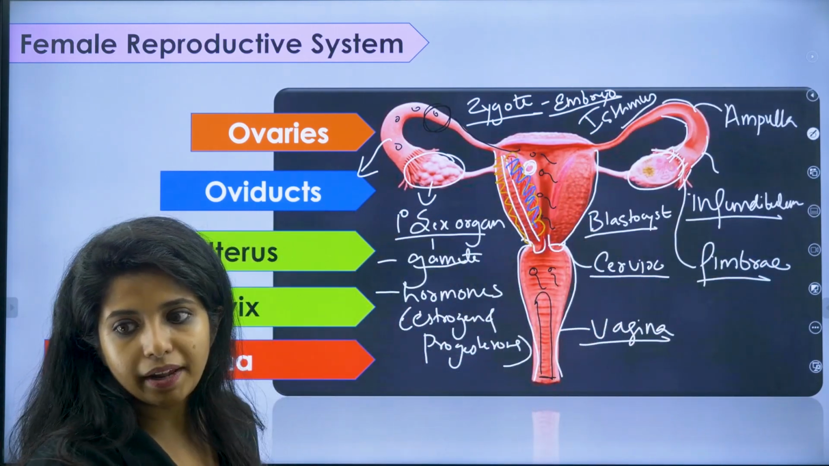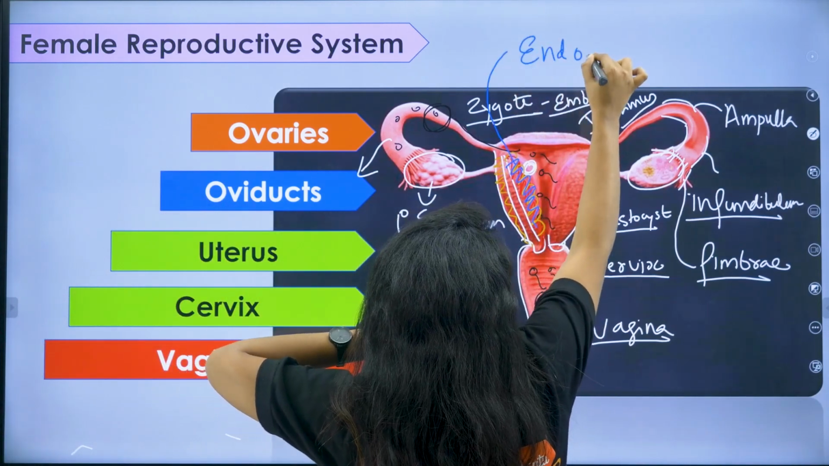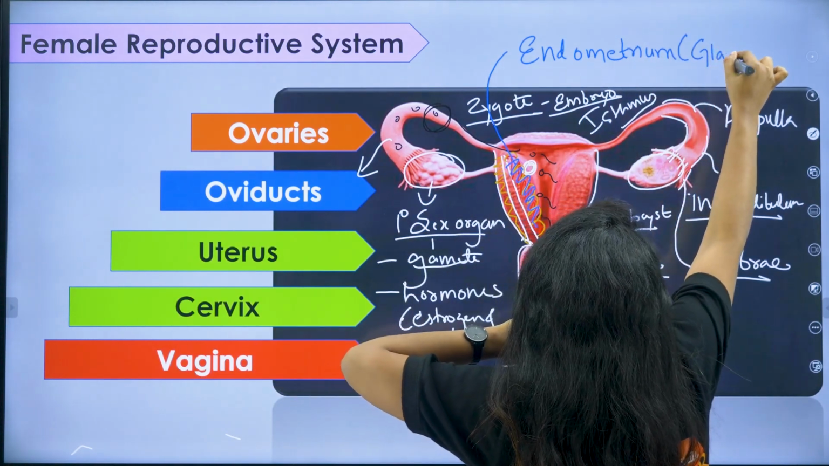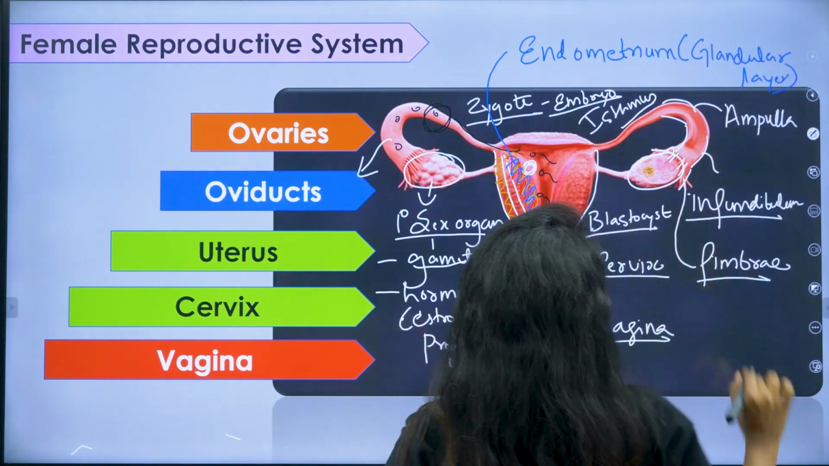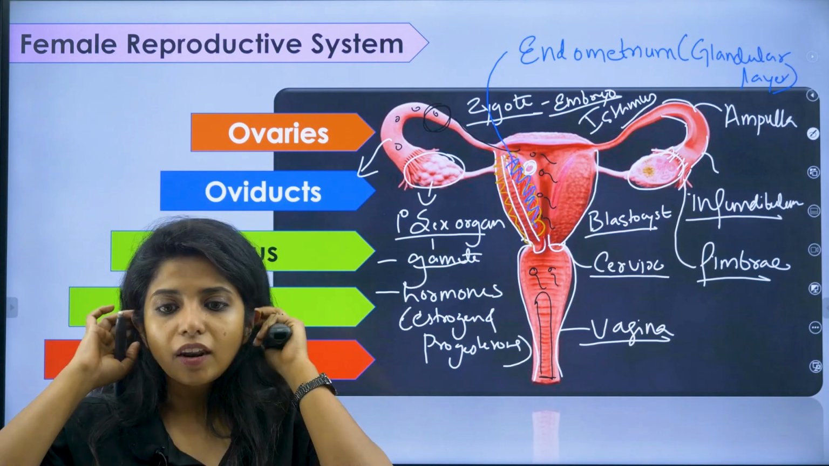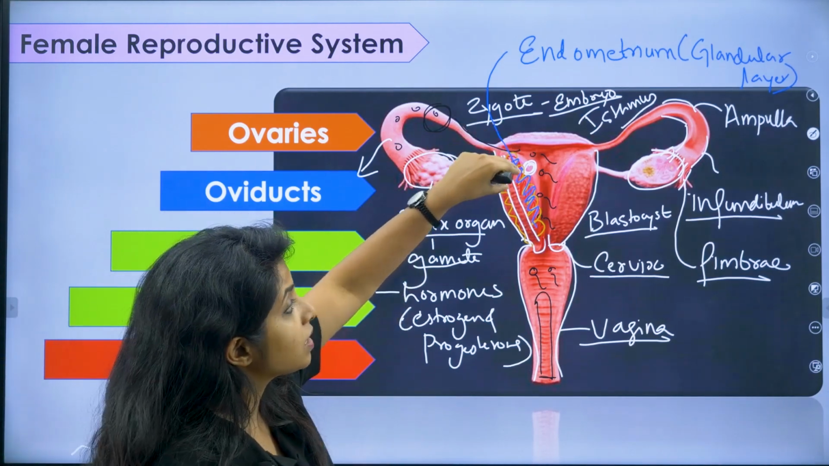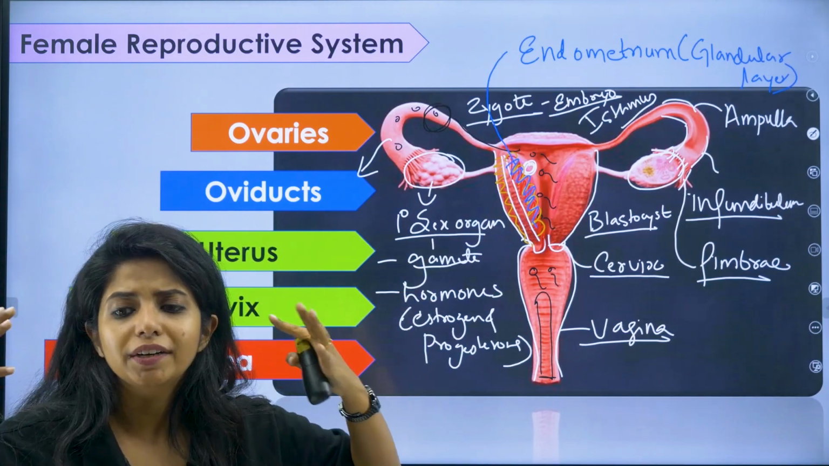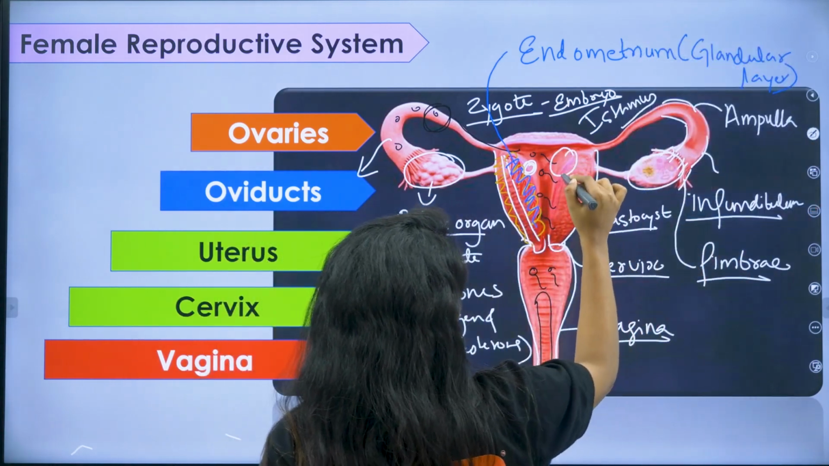Now visible? Yeah, comparatively. This particular layer, the innermost layer, children, is known as endometrium. It is the glandular layer. This layer is rich in blood supply, such that the embryo, once it comes, can get implanted there and get enough nourishment and nutrients, and it can grow to become what, children? A fetus over here.